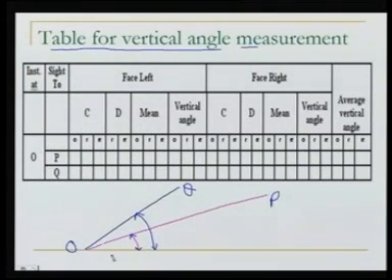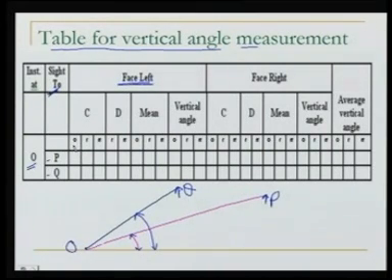The instrument, as in this case, that's the point where the observer is. So the instrument is at O. Our 2 points are P and Q, to which we have to measure the angles. So P and Q, that is the side 2. Right now we are taking the observations, for example, in face left.